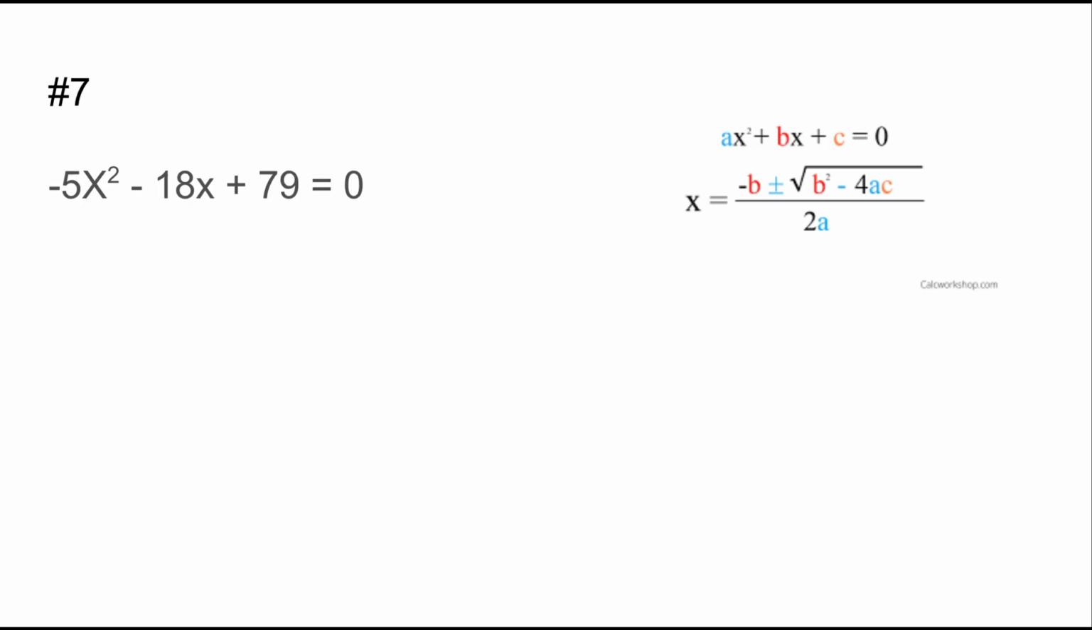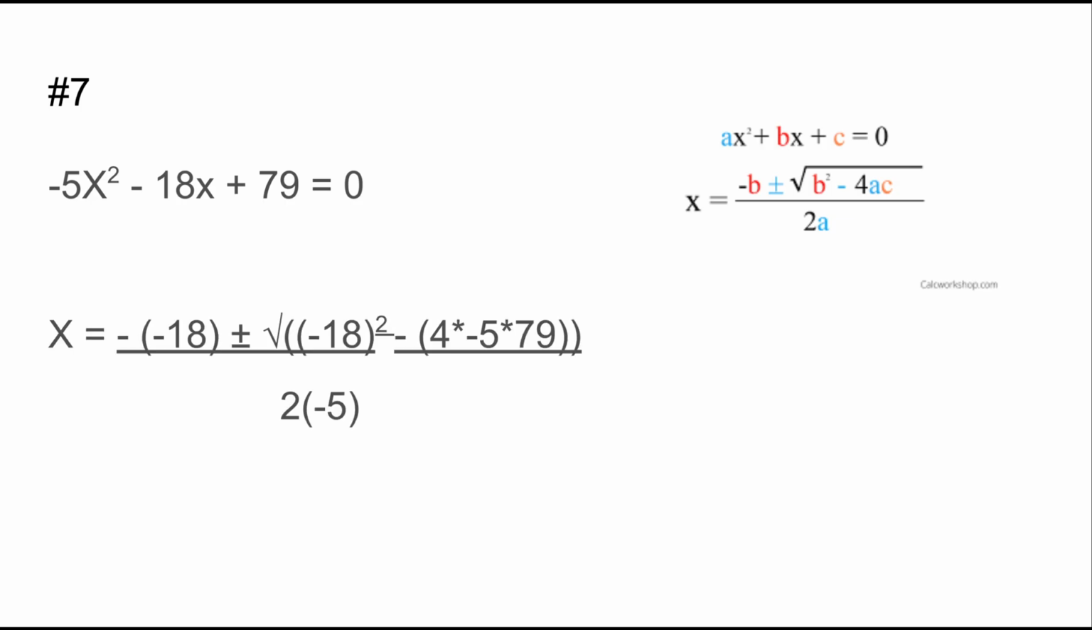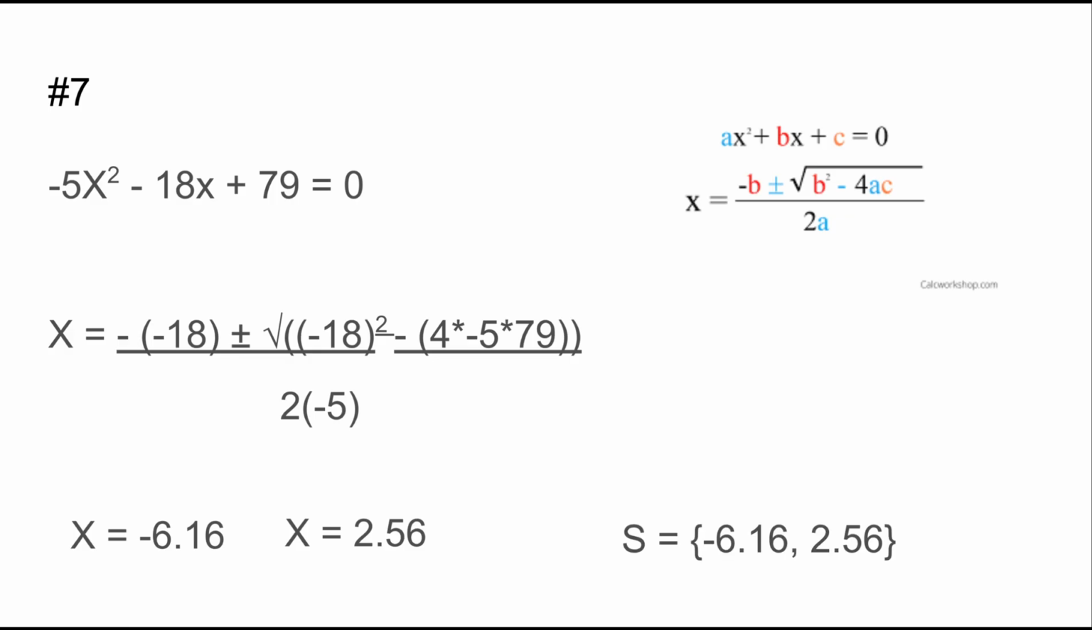Okay, number 7. Negative 5x squared minus 18x plus 79 equals 0. Plug it into our formula. Negative 18 plus the square root of negative 18 squared minus 4 times negative 5 times 79, enter, divided by negative 10 equals negative 6.16. Let's repeat with subtracting. Negative 18 minus the square root of negative 18 squared minus 4 times negative 5 times 79, enter, divided by negative 10 equals 2.56. These are our two solutions.